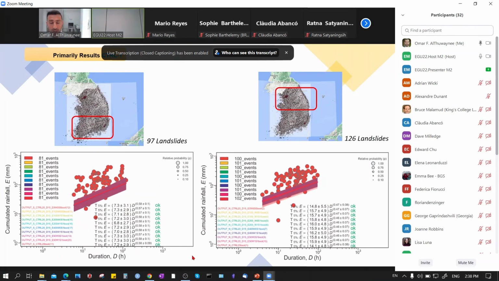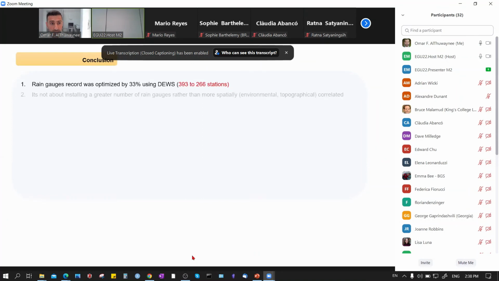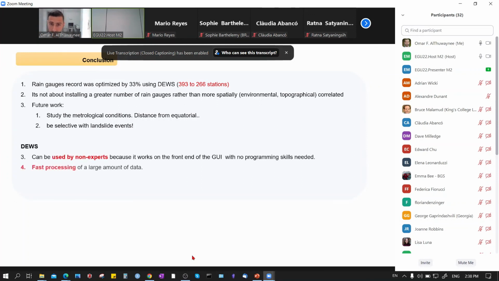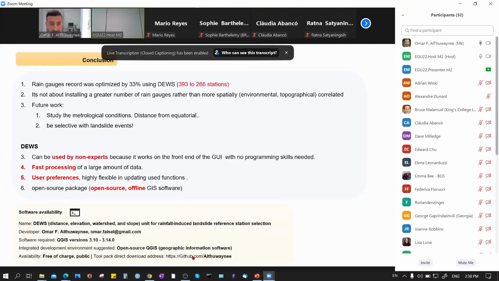Next, please. So in the last slide, we said that the rain gauges were optimized by 33% using the tool, and it's not about installing a greater number of rain gauges. However, considering environmental topological correlation for future work, you can consider selective landslide events. The tool can be used by non-experts, offers fast processing and user preferences, and it's open for all to use. Thanks a lot for your time and your patience. Thank you.